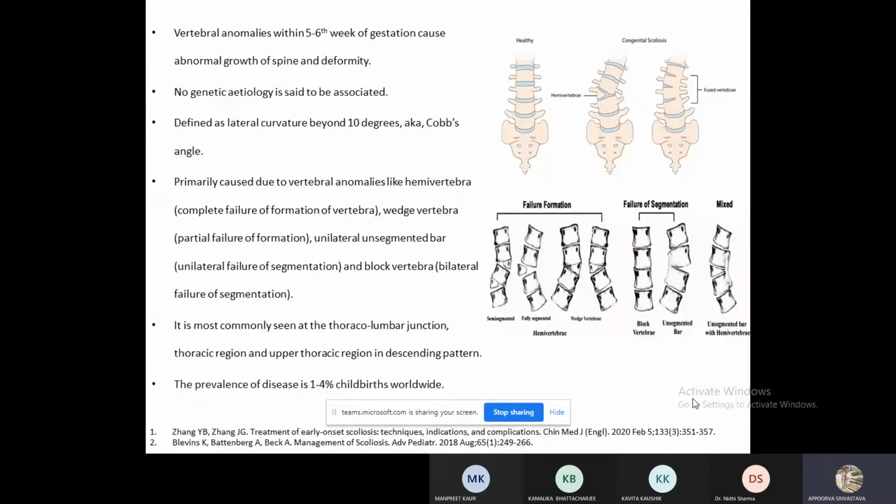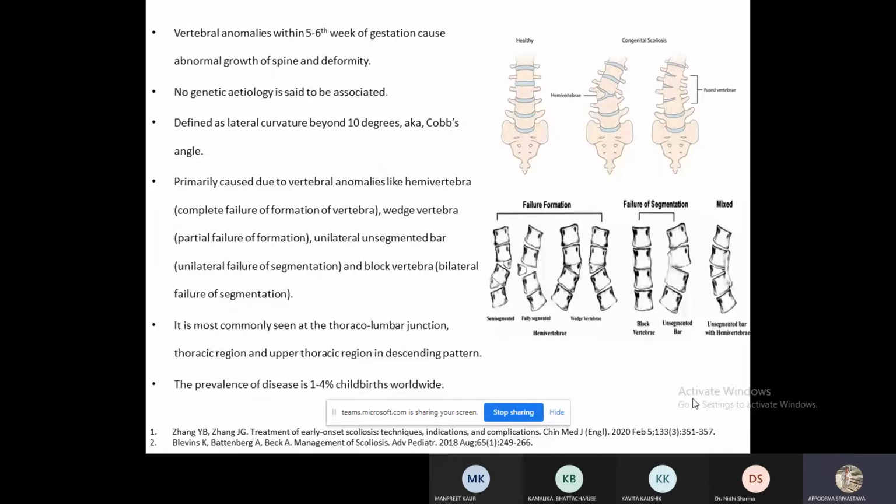The primary cause is vertebral anomalies like hemivertebra, which is complete absence of vertebra, wedge vertebra, partial formation of vertebra, unilateral unsegmented bar, unilateral failure of segmentation, and block vertebra, bilateral failure of segmentation. It is most commonly seen at the thoracolumbar junction, thoracic region, and upper thoracic region in descending pattern. It is most common in the thoracolumbar region, then less common in the thoracic region, and least common in the upper thoracic region.